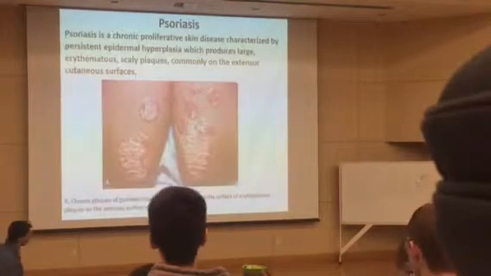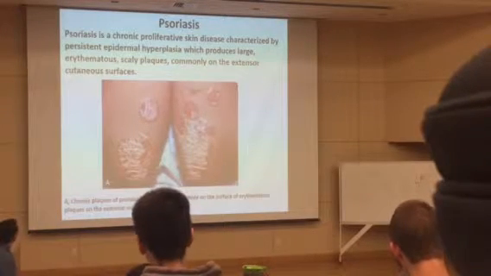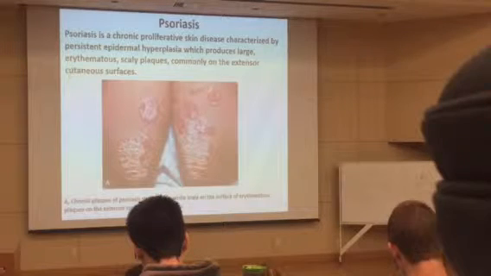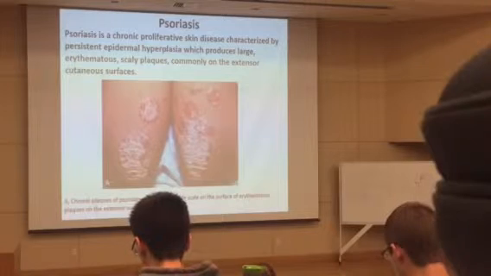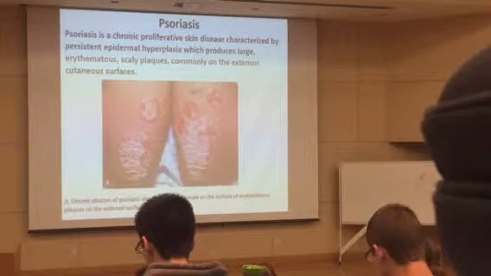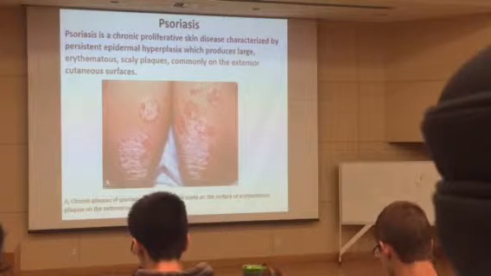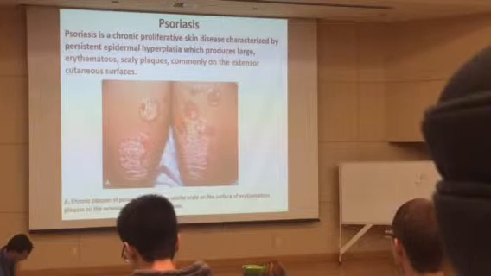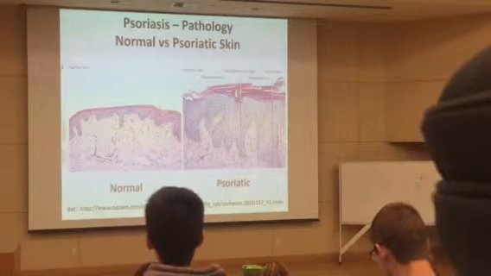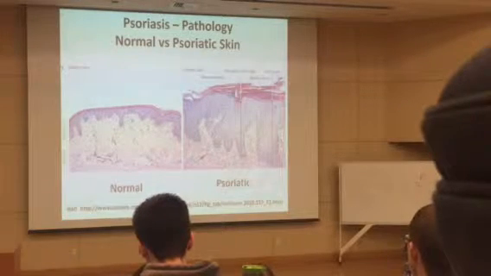All right. The third question, you're going to be given a case scenario, and it's going to be about psoriasis, which we pointed out in class is a chronic disease characterized by persistent epidermal hyperplasia, and it produces large erythematous scaly plaques which have a silver-white surface. We talked about the fact that if you compare normal skin to psoriatic skin, remember all those definitions I gave you on page 3?